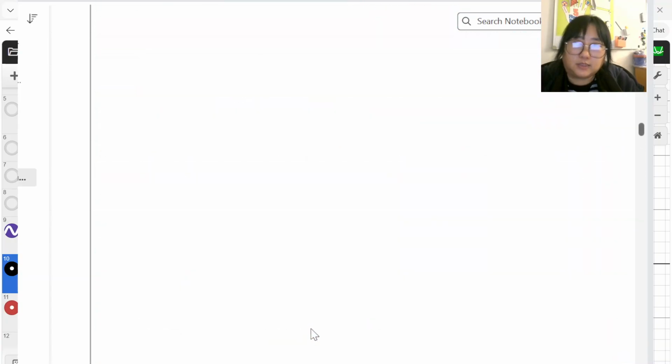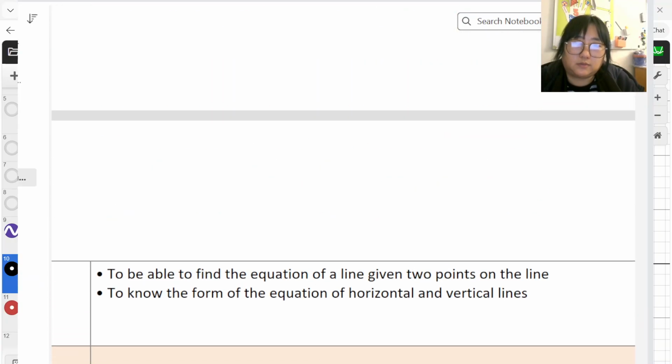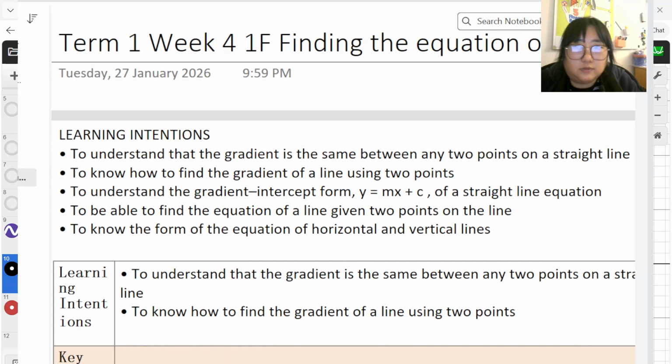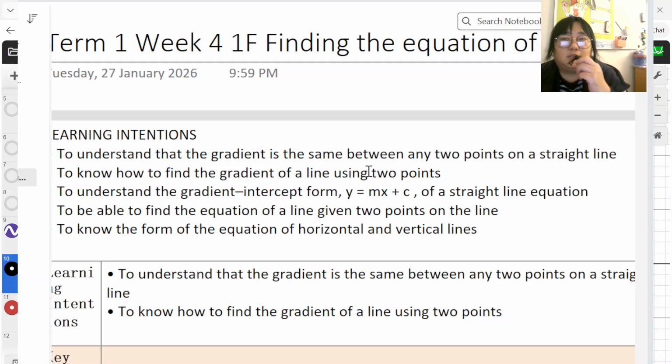So, okay, guys, for today's learning, we go back to the learning intention, and you can have a look. Do you have an idea that the gradient is the same between any 2 points on a straight line? Can you find the gradient of a line with 2 points? Can you understand what the gradient-intercept form y equals mx plus c is? Do you think you can find 2 points on a straight line and find the equation? And do you get the idea of the equations of horizontal and vertical lines? Okay, so thank you for listening.